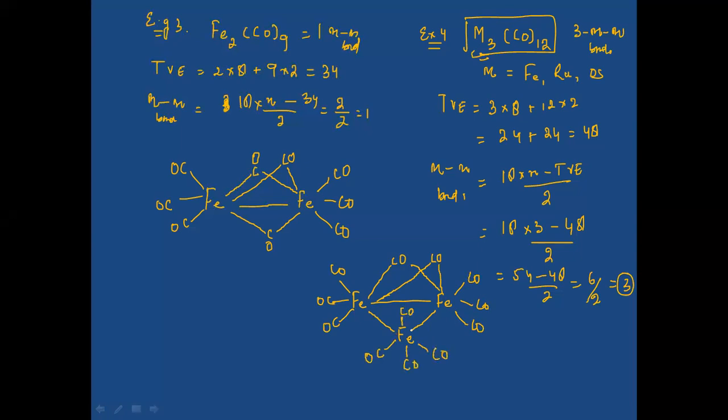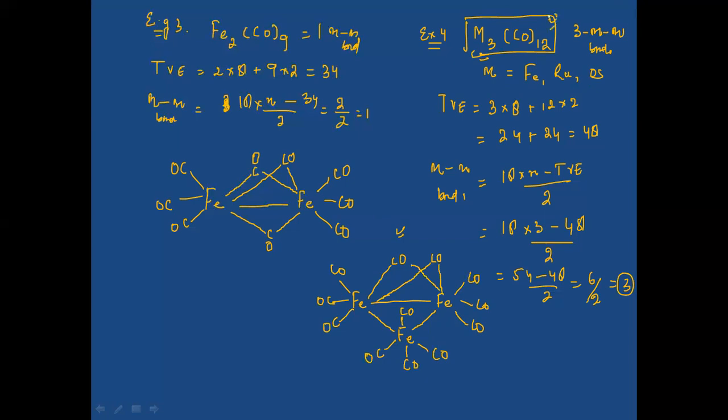Over here you can have one more carbonyl. So this will clearly be the structure of this type of compound. Like that you can have compounds like Ru3(CO)12, the structure will be the same. Os3(CO)12, structure will be the same. So in all these complexes you can have 2 bridging carbonyls.